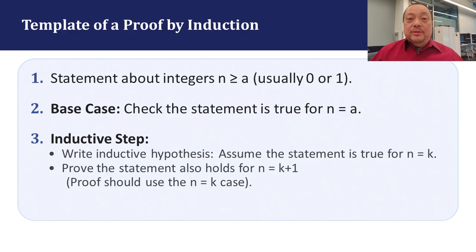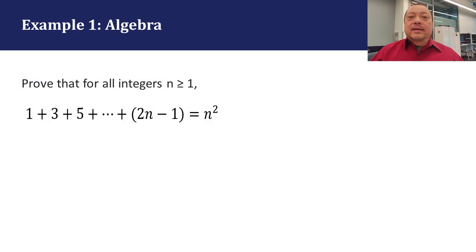Let's do some examples. I will do one with algebra, one with geometry, and then one with linear algebra. Example 1. Prove that for all integers n greater than or equal to 1, 1 plus 3 plus 5 plus all the way up to 2n minus 1 equals n squared. 2n minus 1 is an odd number. What this says is that the sum of consecutive odd integers is always a perfect square starting from 1. And in fact, it is equal to the square of how many odd integers we were adding.